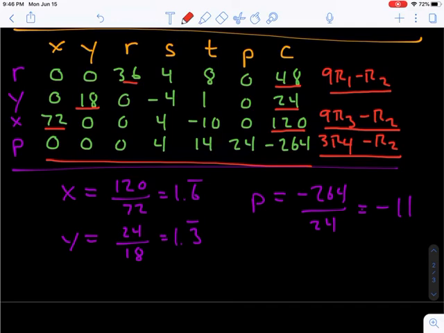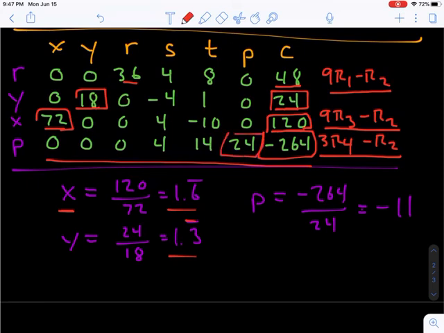So to determine the solutions, we do that like we always do. The X value is 120 divided by 72, which is 1.6666, which is 1.6 repeating. Y is the 24 divided by 18, which is 1.3 repeating. And then P is the negative 264 divided by 24, which gives us negative 11. That means the optimal solution to this is a negative 11.